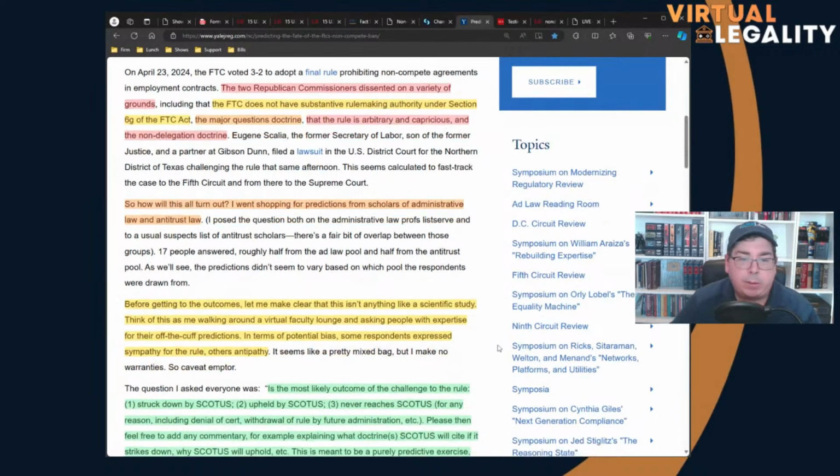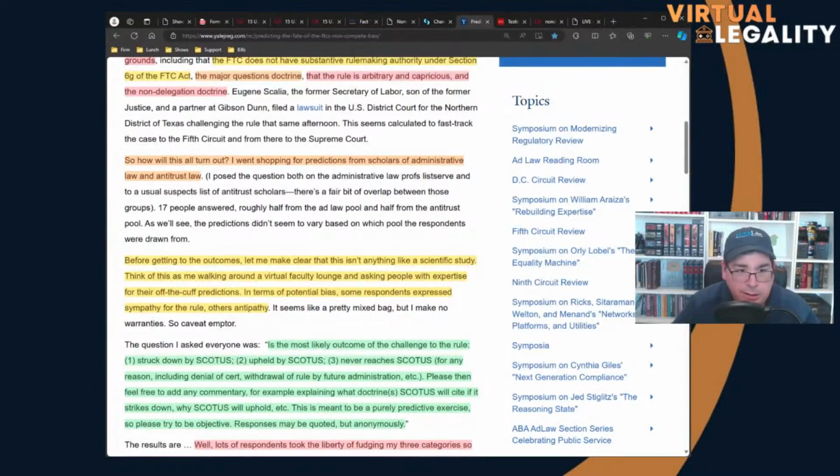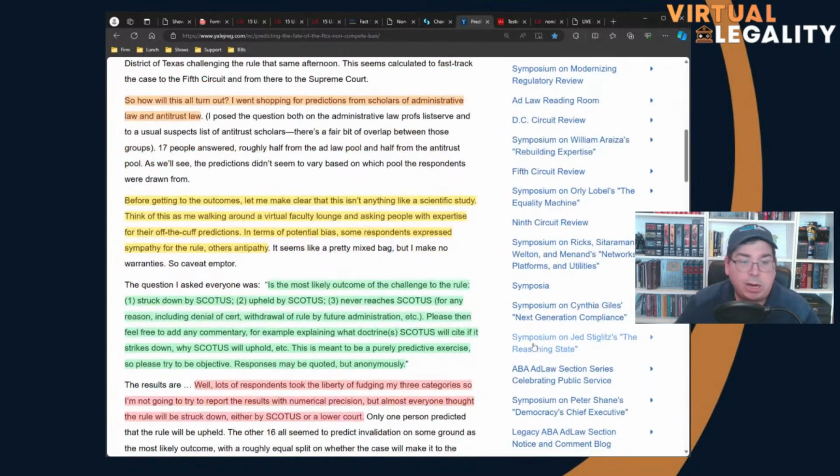Before getting to the outcomes, let me make clear that this isn't anything like a scientific study. Think of this as me walking around a virtual faculty lounge and asking people with expertise for their off-the-cuff predictions. In terms of potential bias, some respondents expressed sympathy for the rule, others antipathy. It seems like a pretty mixed bag, but I make no warranties, so caveat emptor." Caveat emptor here as well. Buyer beware.